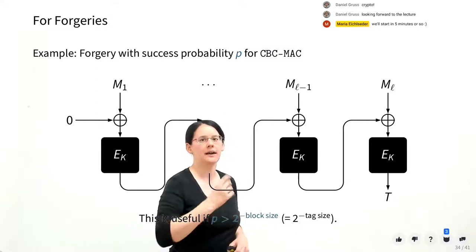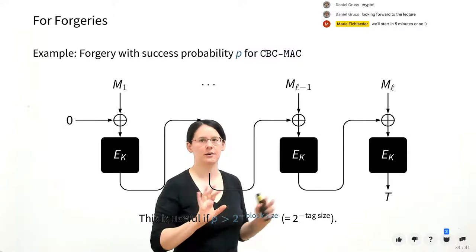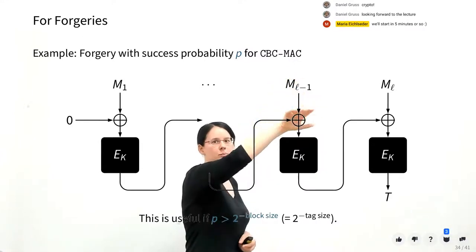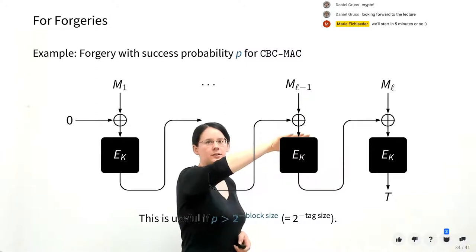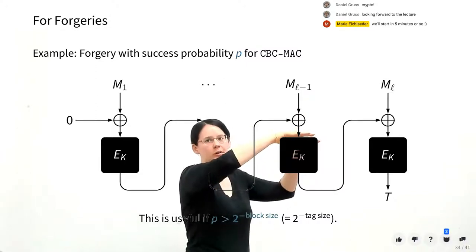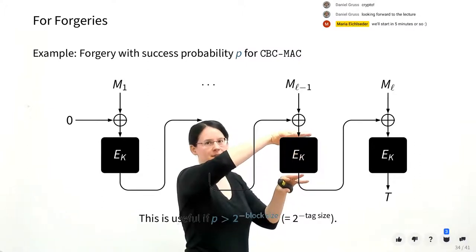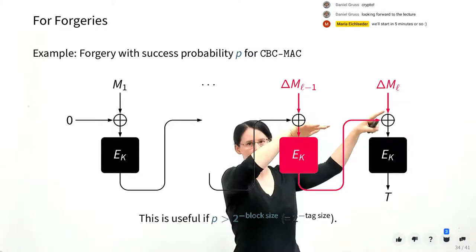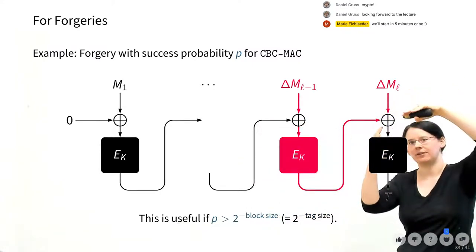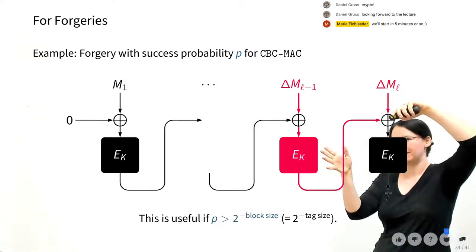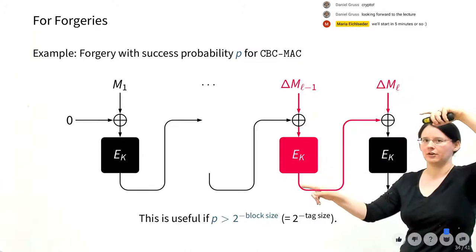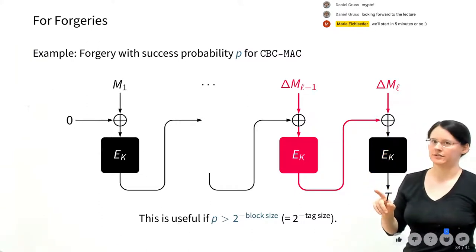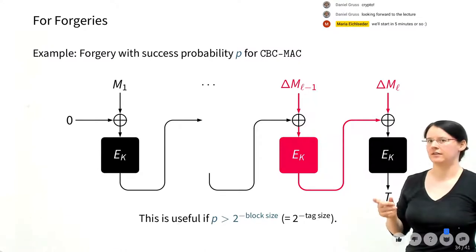If I have a differential delta X, delta Y, I can choose my second message by XORing delta X to one of the message blocks. So in other words, this is the difference that's going to go into the block cipher. And if now this block cipher has a probability P of producing delta Y as the output, what I can do is XOR this delta Y to my next message block. And what's going to happen? The two delta Ys are going to cancel out here. So if I was lucky, which happens with probability P, and here we actually got delta Y at the output, in that case, the differences are going to cancel. This is going to have a zero input difference and thus a zero output difference. Or in other words, it's going to produce the same tag for a different message.